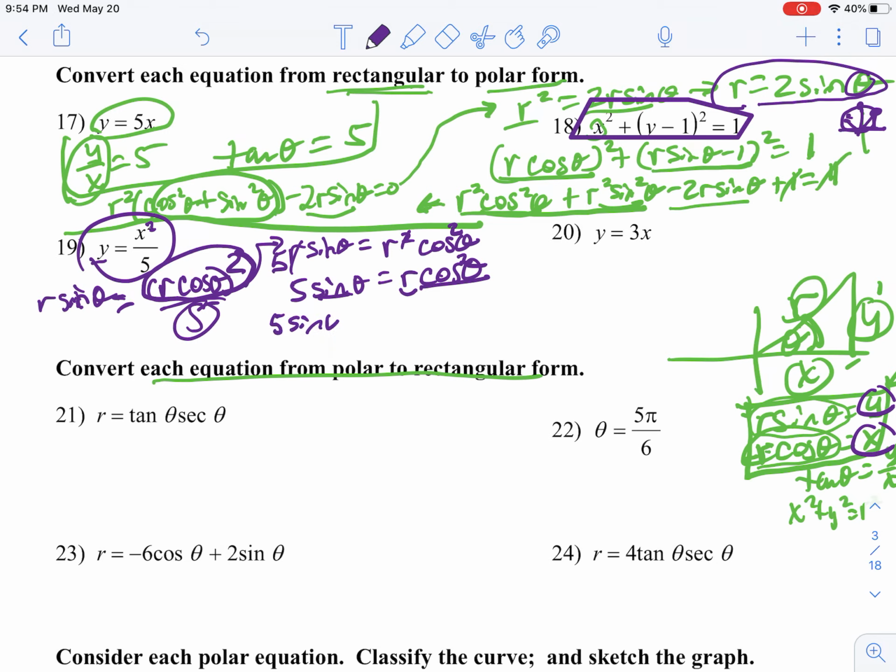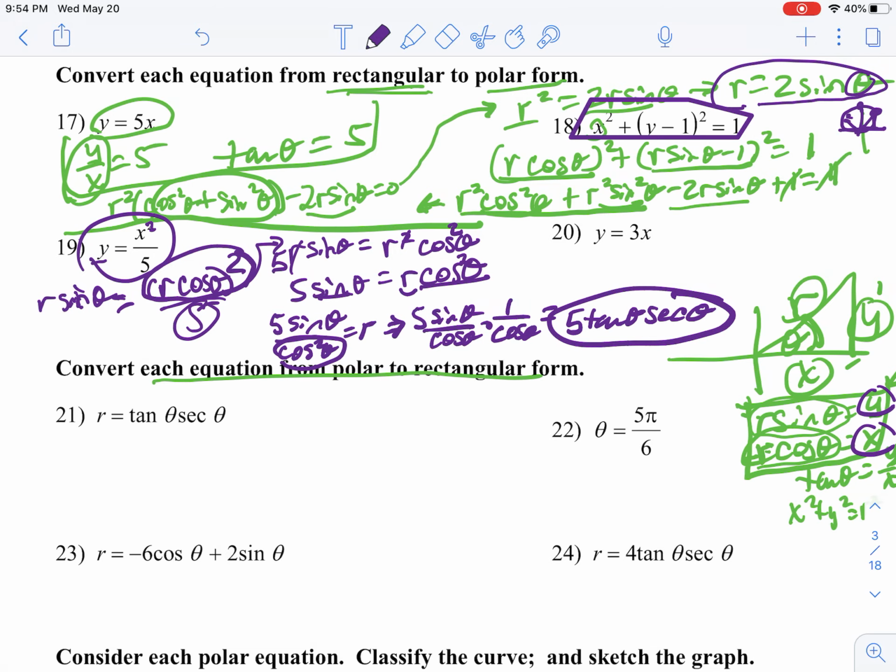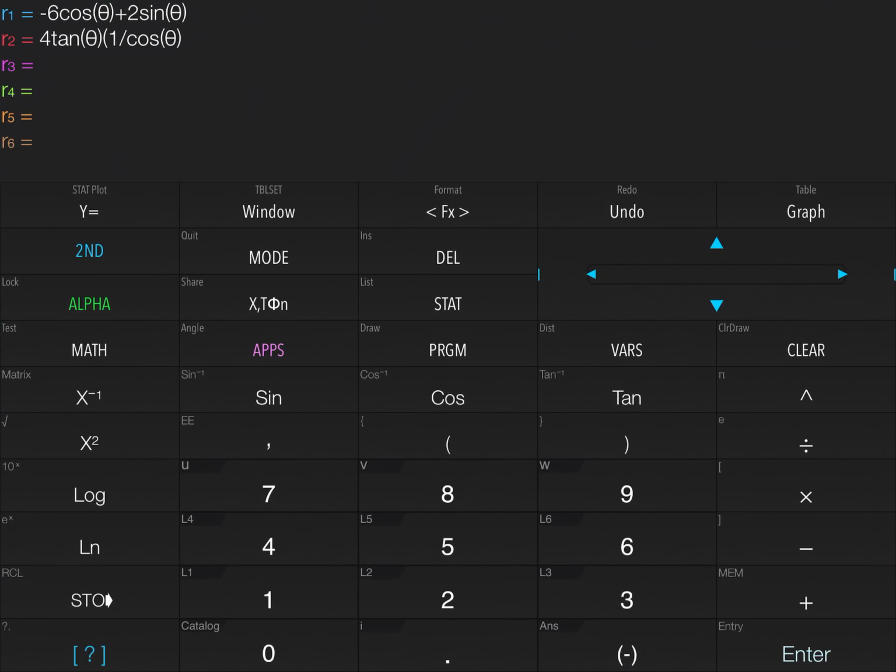When I solve for r, I have 5 sine theta over cosine squared theta equals r, which gives me this: 5 sine theta over one of these cosine thetas, and that leaves another one on the bottom here. So in your answer sheet, you'll see 5 tangent theta secant theta, which I have in my calculator from working it before. I don't, but I have something similar. So I'm going to put in 5 right here.